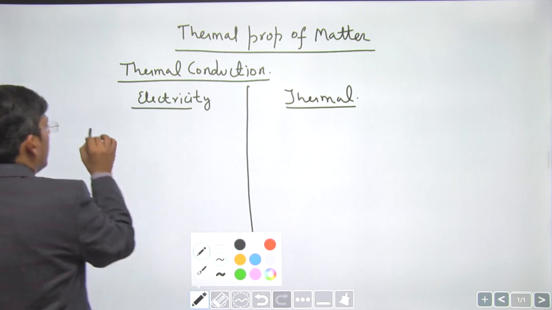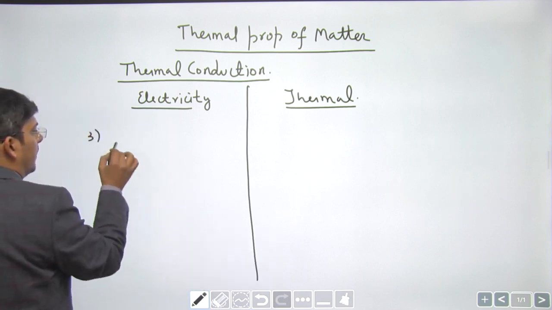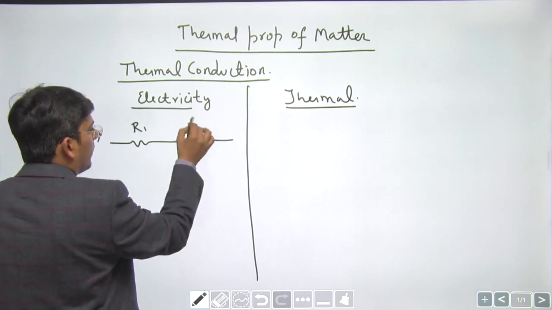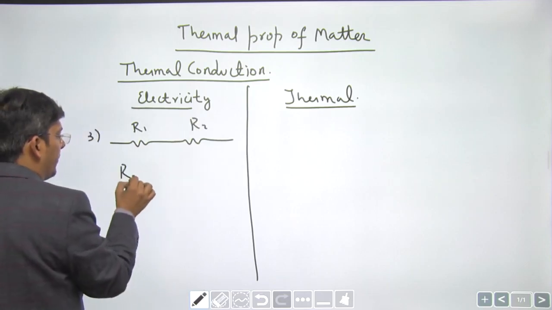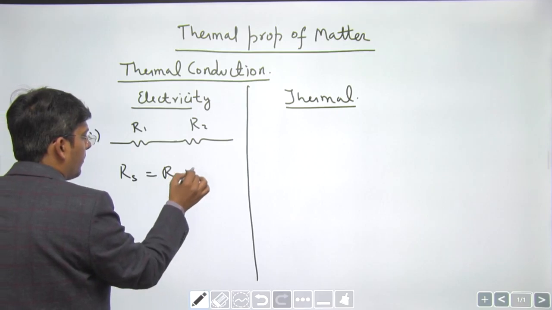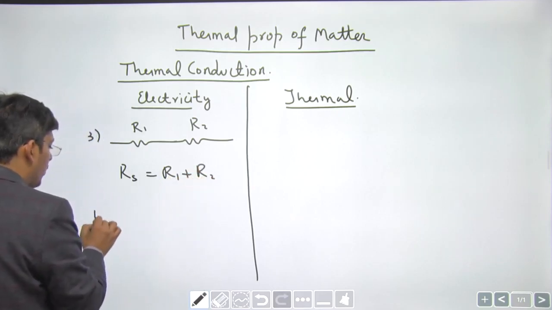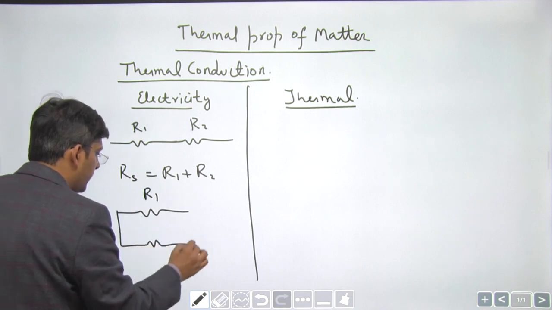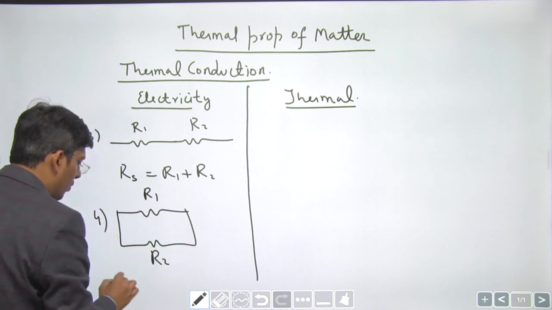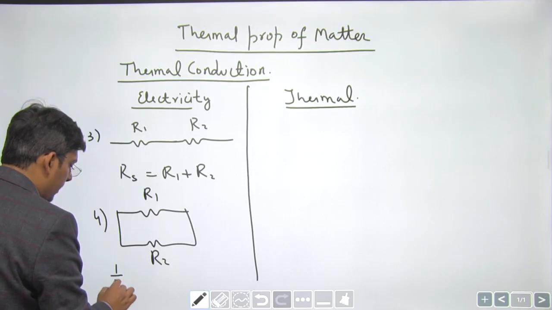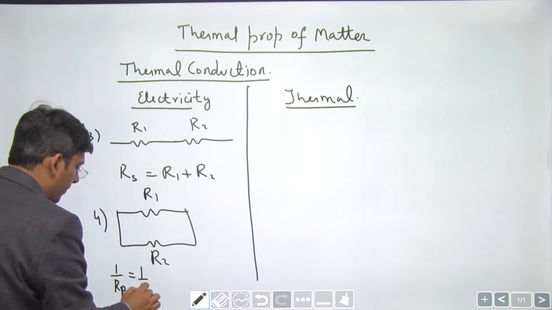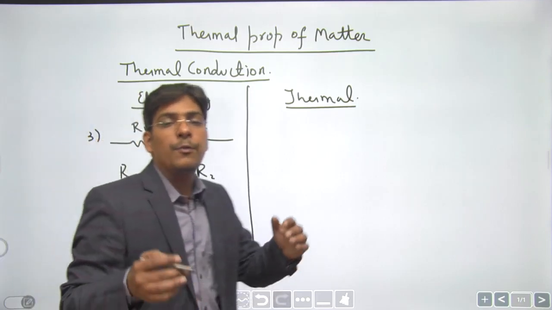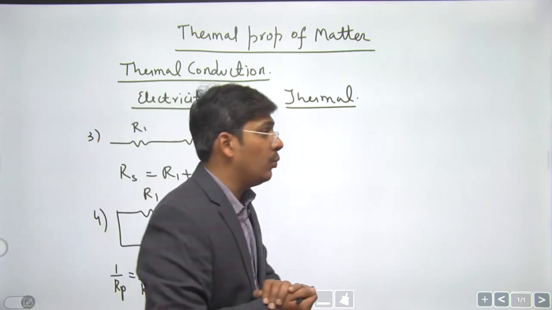Okay, suppose we have a question like this, that we have two resistors R1 and R2 in series. You know that their effective resistance is given by R1 plus R2, and if we have two resistors in parallel, then their effective resistance is given by 1 by Rp is 1 by R1 plus 1 by R2. So will be the formula for grouping of conducting slabs, dear students.